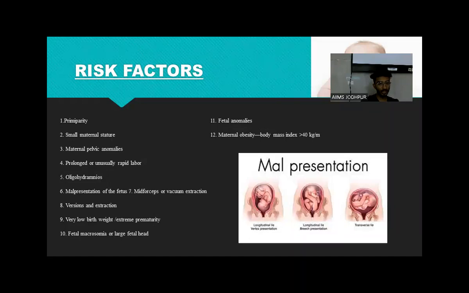In cases like macrosomia, if the weight of the baby increases to 4 kg or greater, that is 4.5 or greater, the chances of birth injuries increase twofold. And if the weight of the baby is greater than 5 kg, it is said to carry 4.5 times the risk of birth injury. And among these factors, mid forceps or vacuum extraction are the major risk factors responsible for birth injuries.